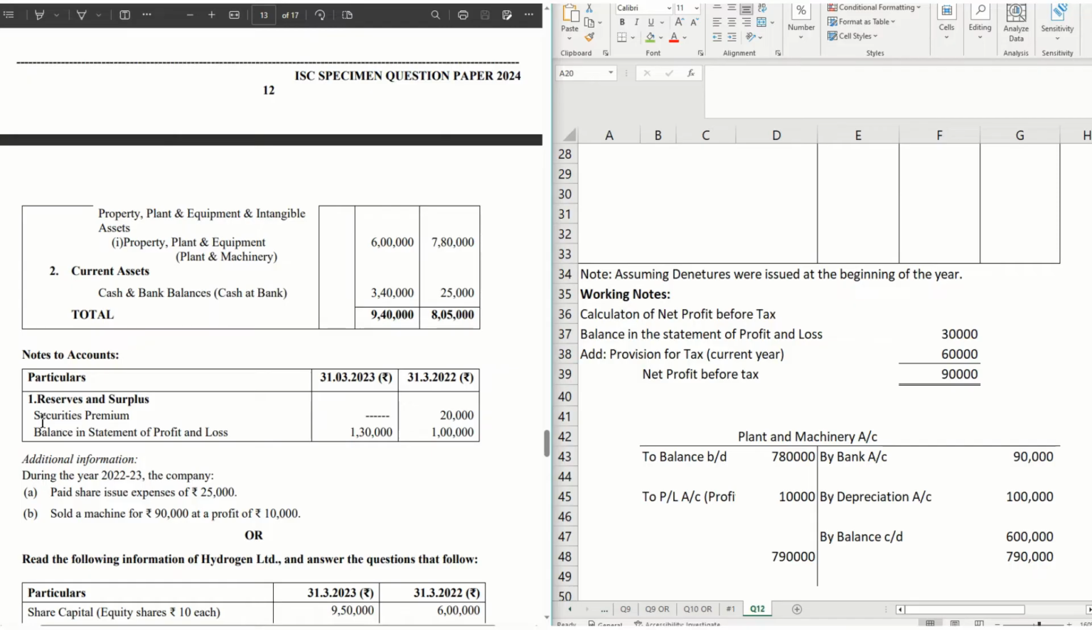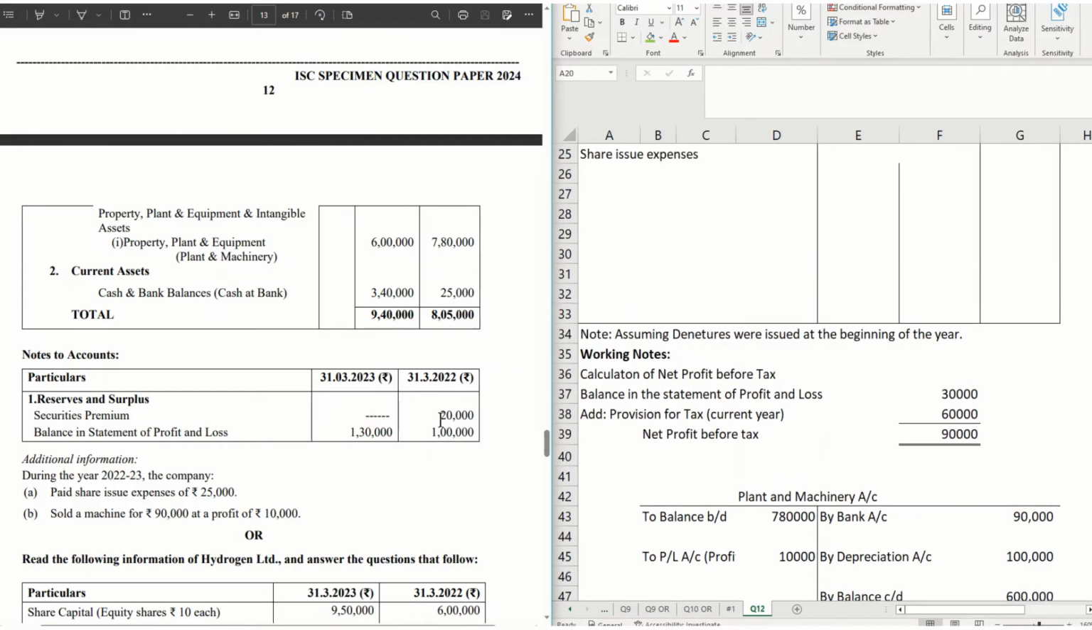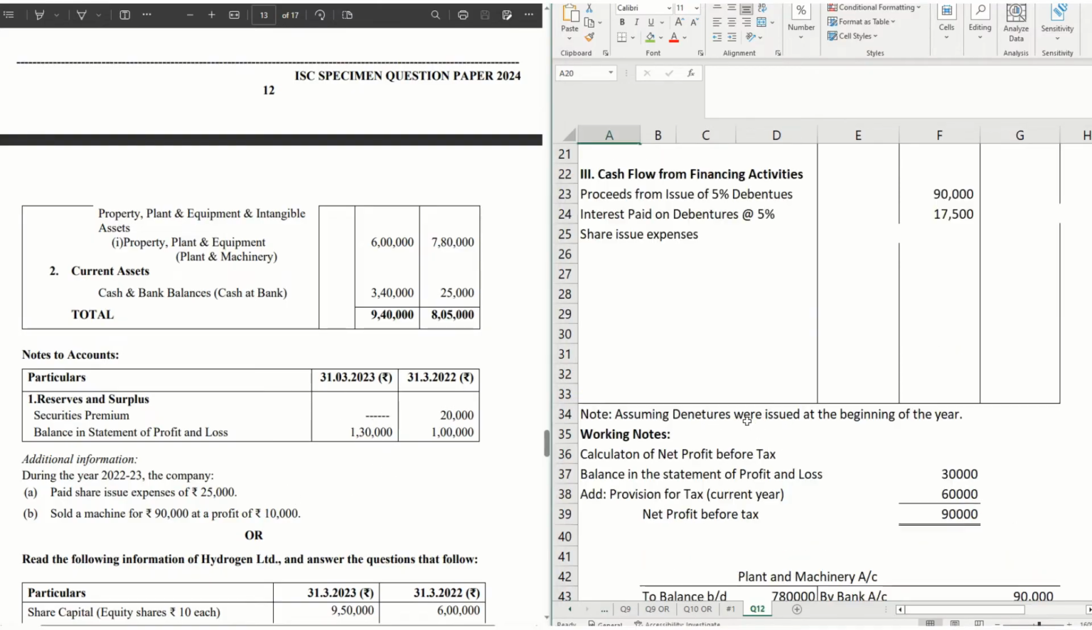Then we have securities premium amount, and that is 20,000. And you can see in the current year there is no premium amount. That means the premium has been used to write off something. What is that? If you see here, we have share issue expenses of 25,000. So out of 25,000, 20,000 has been written off against premium, and the remaining 5,000 has been written off against the statement of profit and loss.